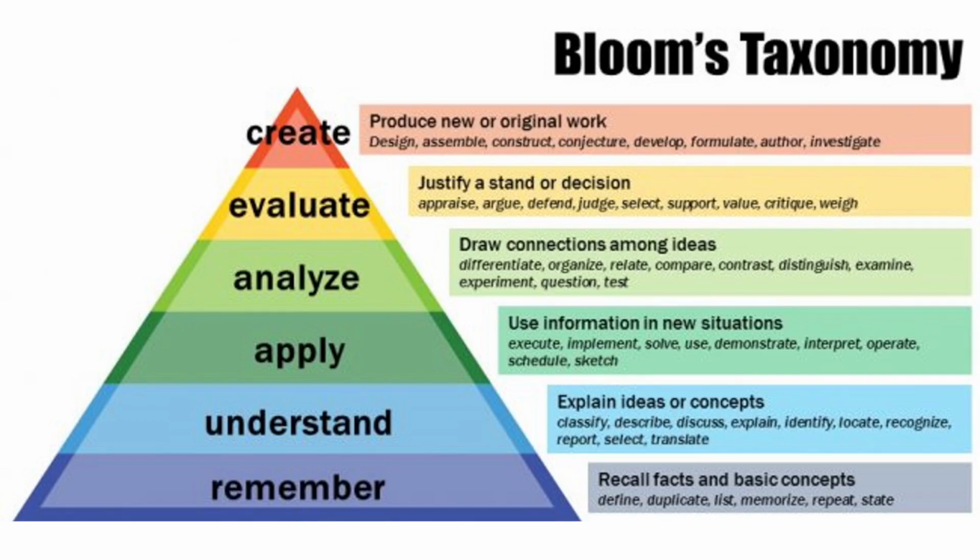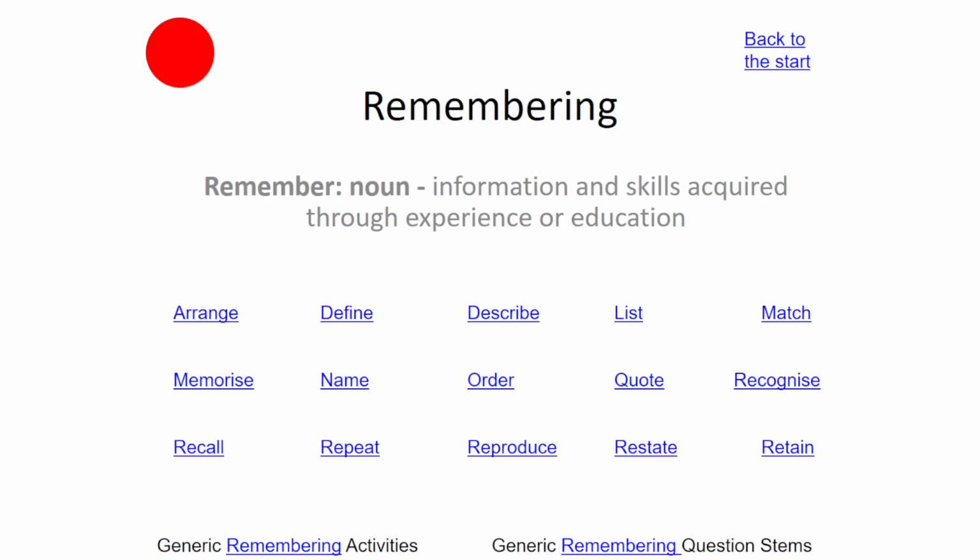Now you will learn in detail about the verbs we mostly use in these 6 levels. First, remembering. Remembering is a noun. It means information and skill acquired through experience or action. Mostly the verbs used in this level are arrange, define, describe, list, and match. Now you will learn one by one about these verbs in detail.